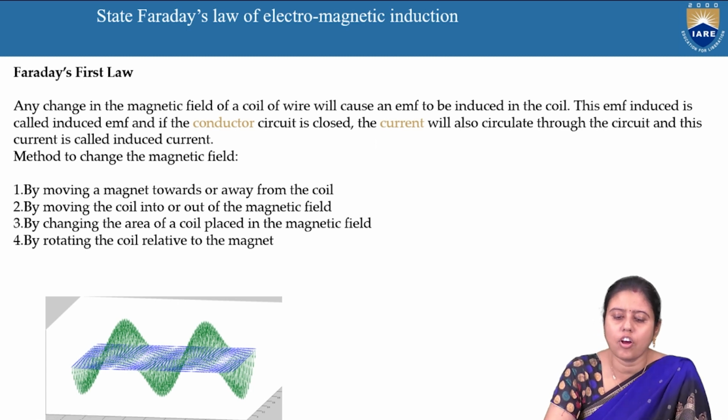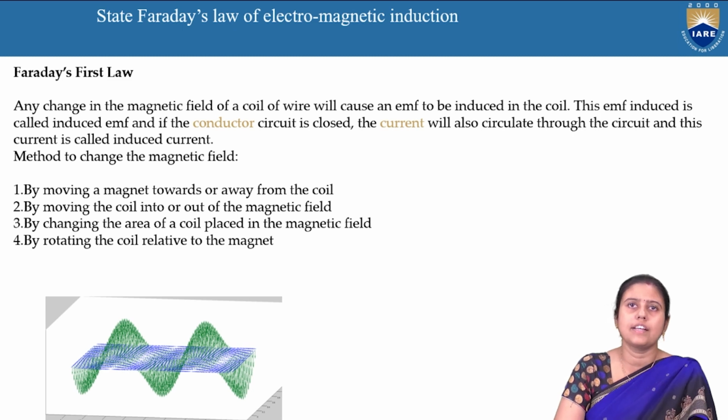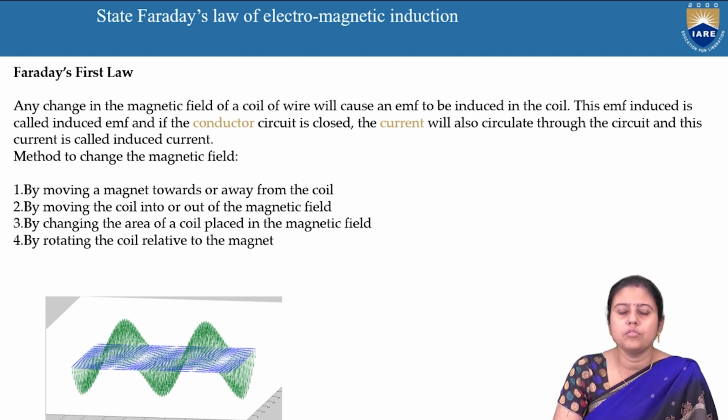State Faraday's law of electromagnetic induction. Any change in the magnetic field of a coil of wire will cause an EMF to be induced in the coil. This EMF induced is called the induced EMF, and if the conductor circuit is closed, the current will also circulate through the circuit, and this current is known as the induced current.